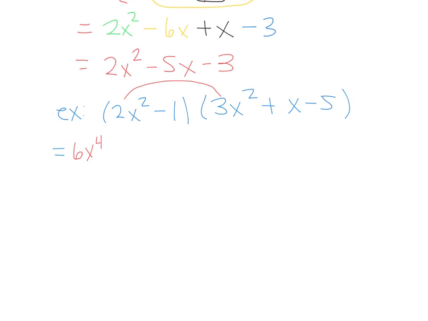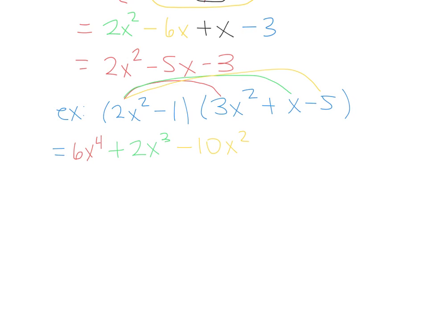Okay, now we're going to stay with that 2x squared from the first polynomial, and now we multiply it by the next term in the second polynomial. So we get 2 times 1, so that's 2, x squared times x, we get x cubed. And now we're again going to stick with that 2x squared. Now we multiply it by the minus 5. We get a minus 10x squared.